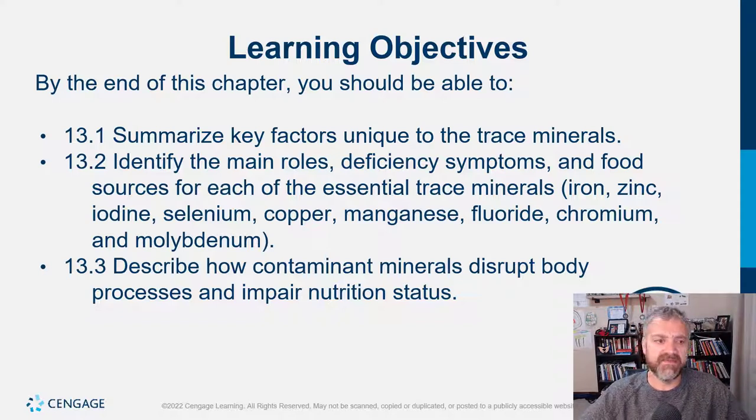All right, so our learning objectives. Number one, summarize the key factors unique to the trace minerals. Number two, identify the main roles, deficiency symptoms, and food sources for each of the essential trace minerals, which would be iron, zinc, iodine, selenium, copper, manganese, fluoride, chromium, and molybdenum. There's a few that we'll spend way more time on than others. Some of the other ones we'll just fly through because they're easy to find and we're not worried about toxicity or deficiency, etc. And then number three, describe how contaminant minerals disrupt body processes and impair nutrition status. So what's the problem with getting a little bit of lead or cadmium with your calcium, for example?